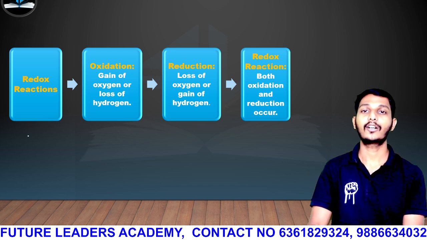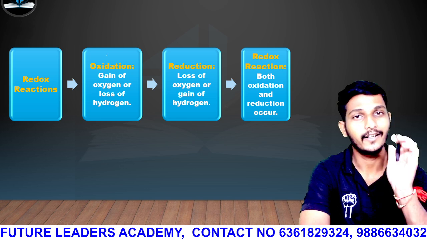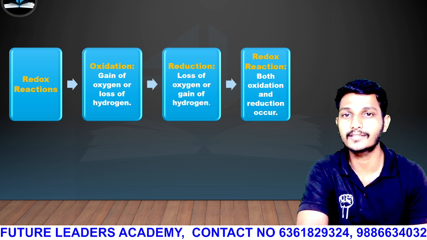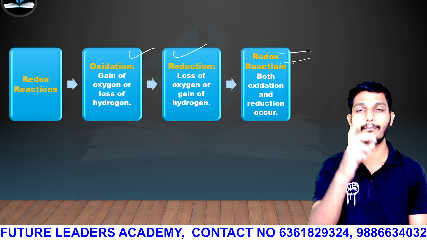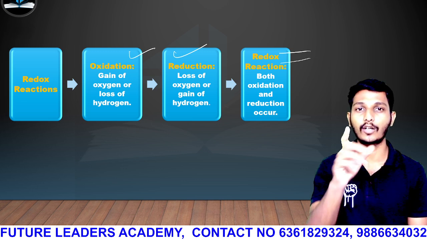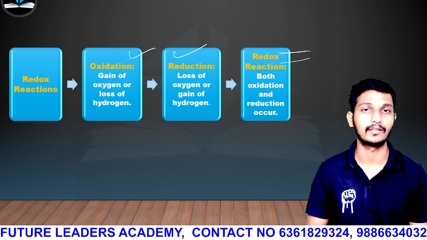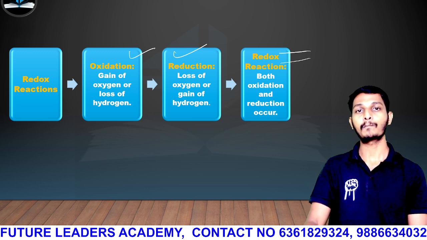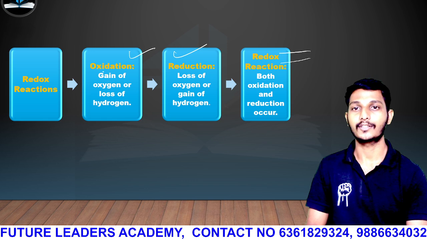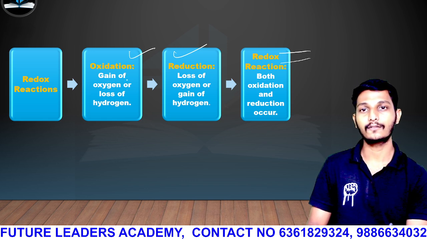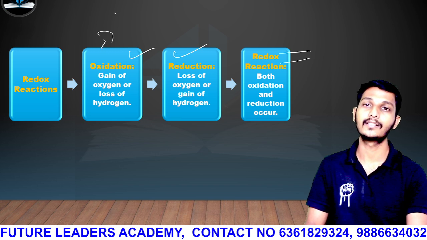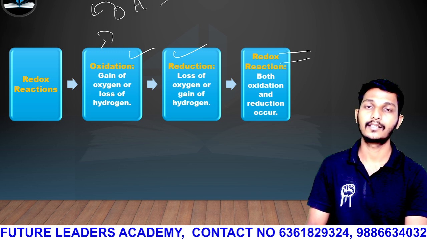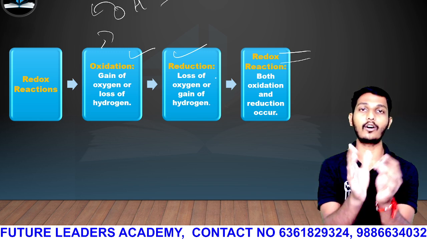Redox reaction. In a redox reaction, guys, there is oxidation, there is reduction, and also a reducing agent and an oxidizing agent, which I will make you understand with examples. So what is oxidation? Oxidation means gain of oxygen or loss of hydrogen. Oxygen is taken in and hydrogen is removed.